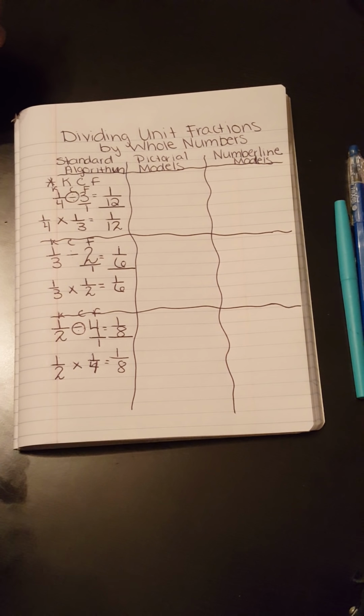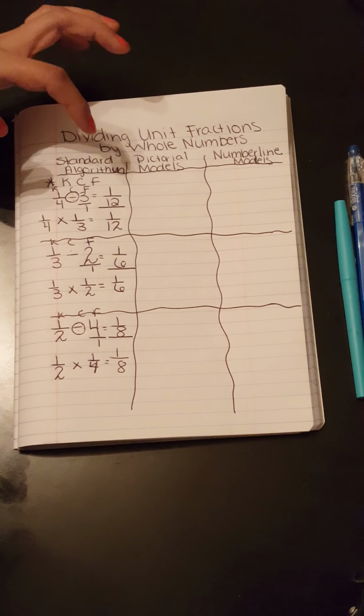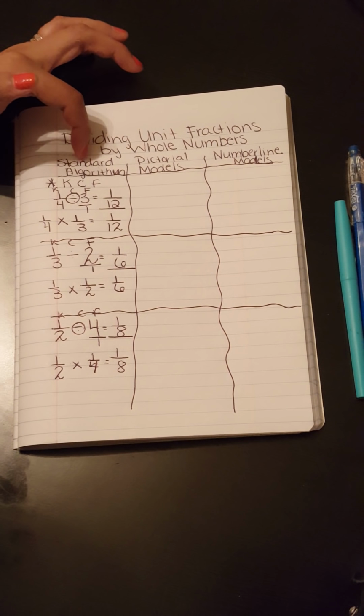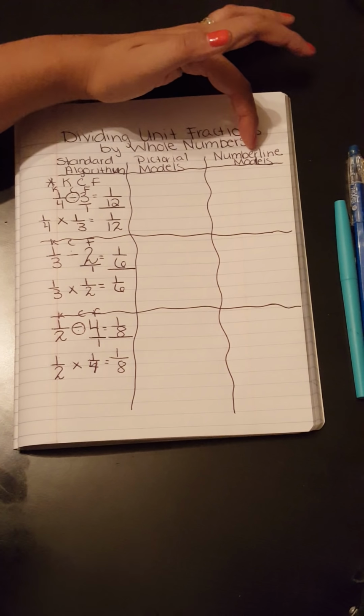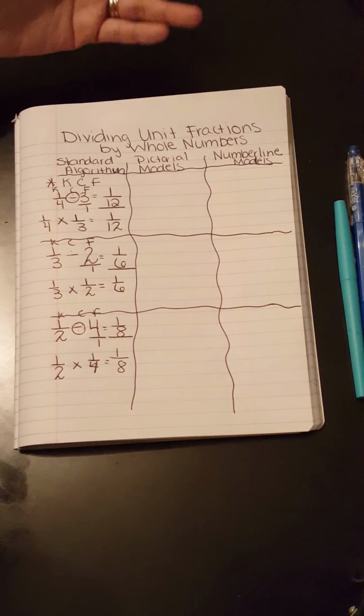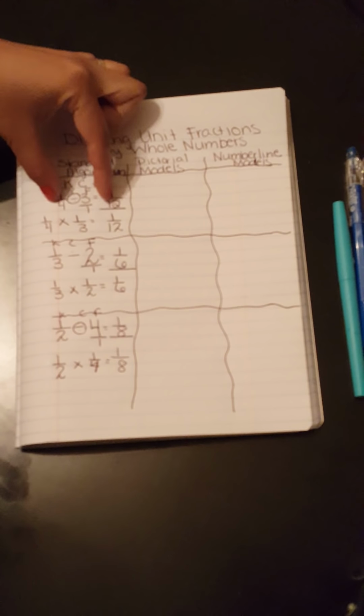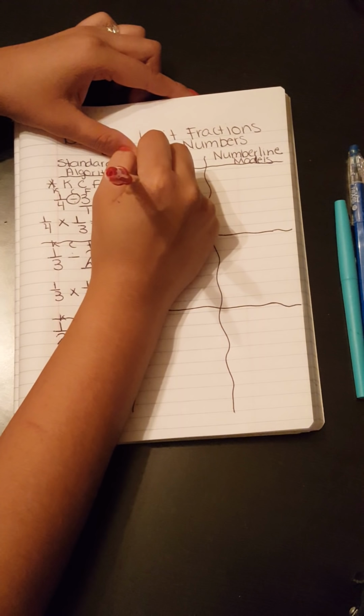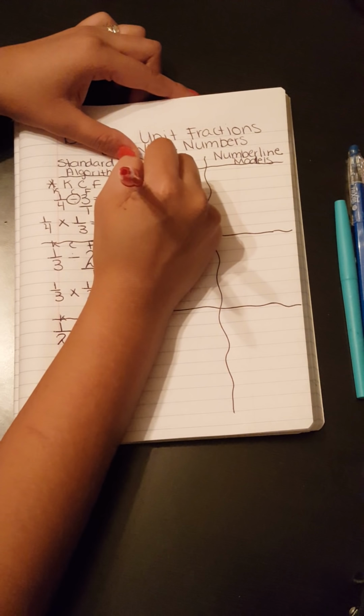So for the sake of proving that it doesn't matter whether you use standard algorithm, pictorial models, or number line models, it doesn't matter which one you use, you'll get the exact same answer. We're going to be using the exact same problems. That way we already know the answer, so it's going to help us prove that what we're doing is right.